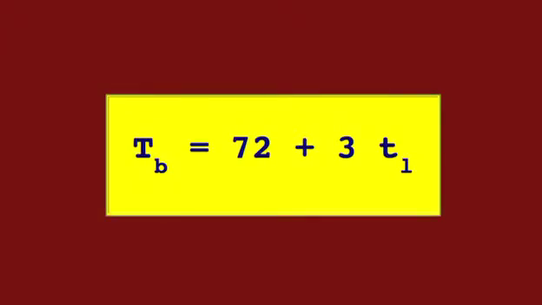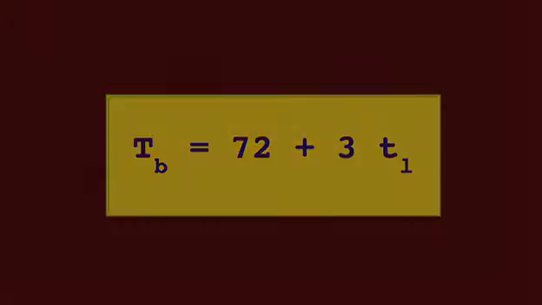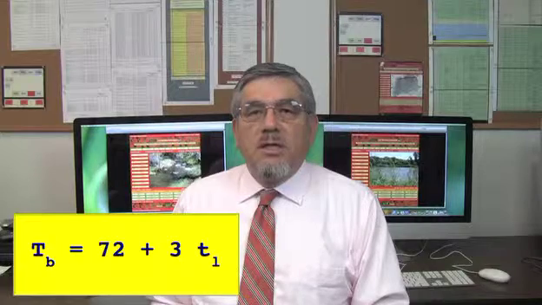Snyder included interflow as part of direct runoff. This led to a somewhat longer time base. The formula for time base is in which T sub B and T sub L are in hours.